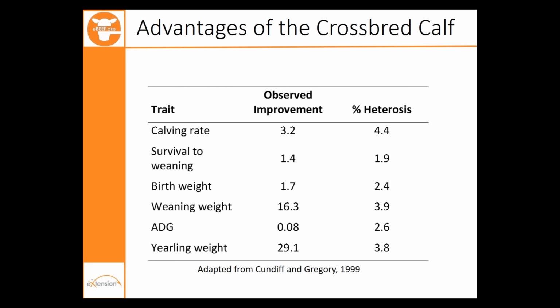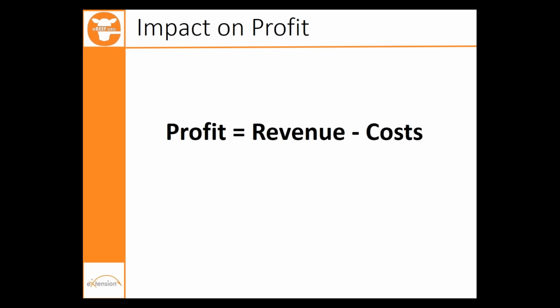So as a rule of thumb, we can kind of use about a 4% improvement in growth rate for the typical growth traits for the individual calf, and about a 4% maternal effect on weaning weight for having a crossbred cow. So about an 8% improvement in weaning weight, crossbred cows, crossbred calves. Okay.